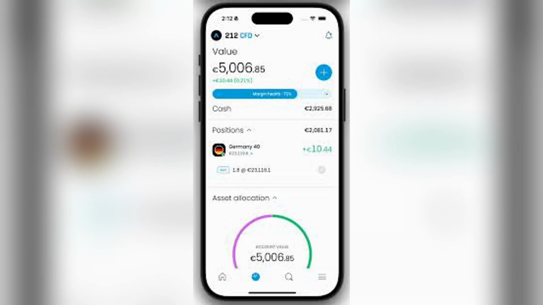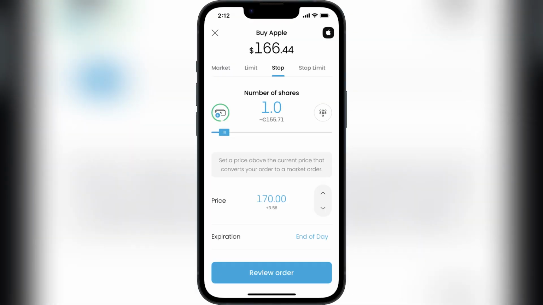Now, if you're trying to sell and want to limit your losses in case the price drops, you'll need a sell stop order. Here's how that works. Suppose you own a stock that's currently trading at $50 and you want to protect yourself if the price drops below $45. You'd set a stop price at $45. Once the market hits that point, Trading 212 will automatically execute a sell order at the best available price.